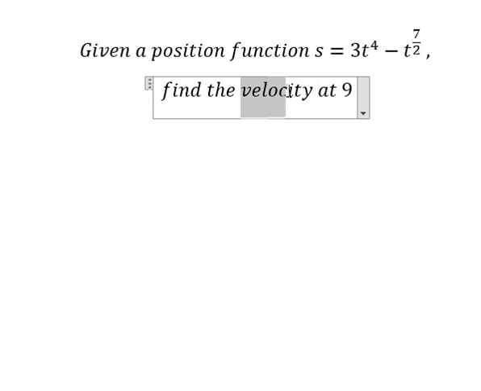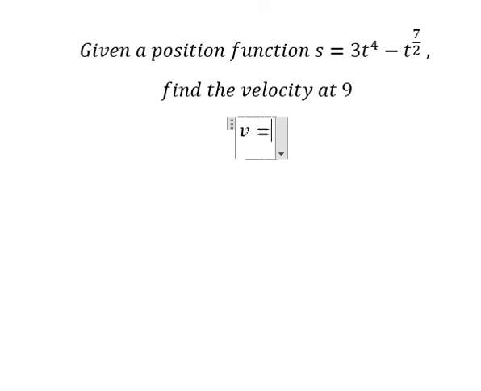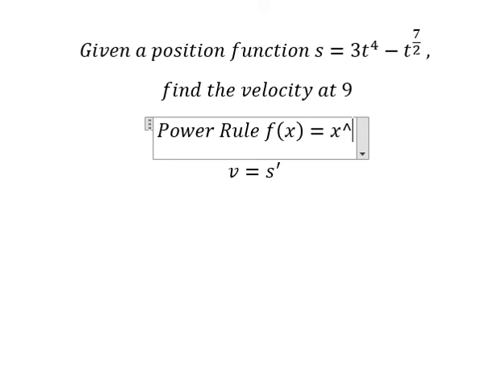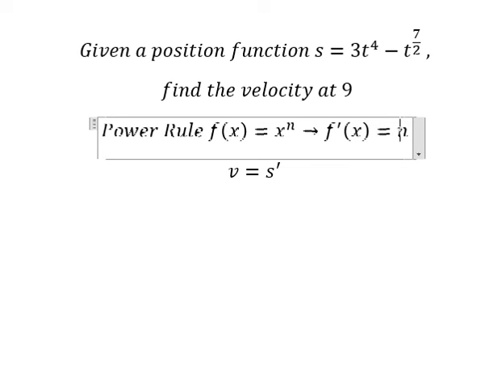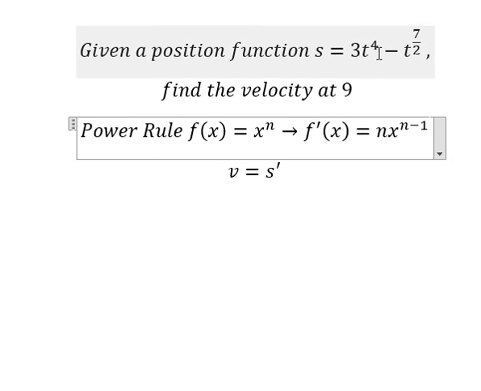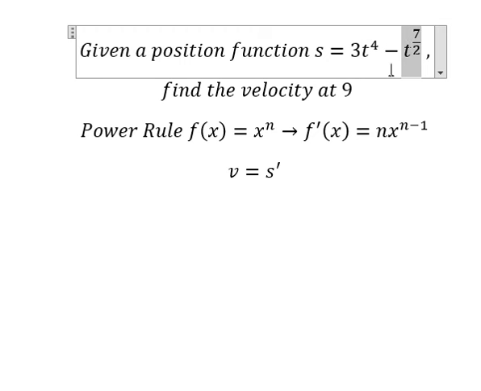If we want to find velocity, we need to do first derivative of h. Now we can apply the power rule. So for example, if we do first derivative of this one, we have n x to the power of n minus 1. Now we can apply the formula in here and here.